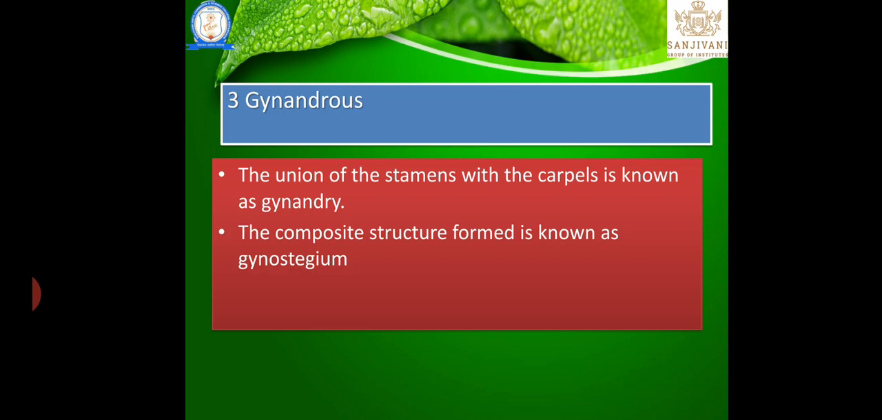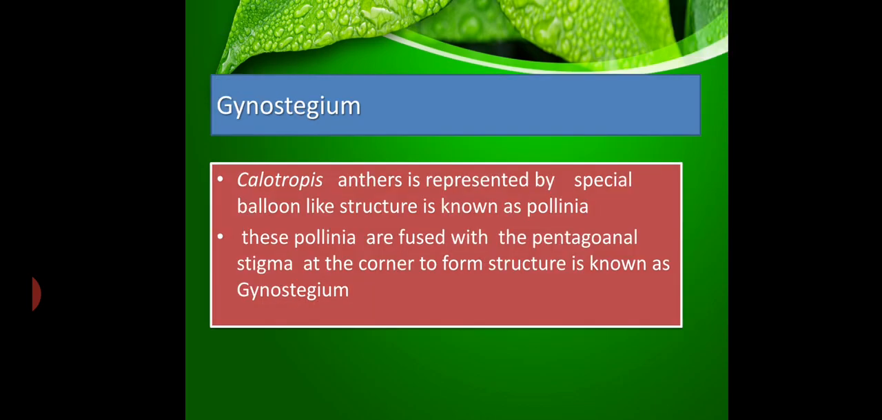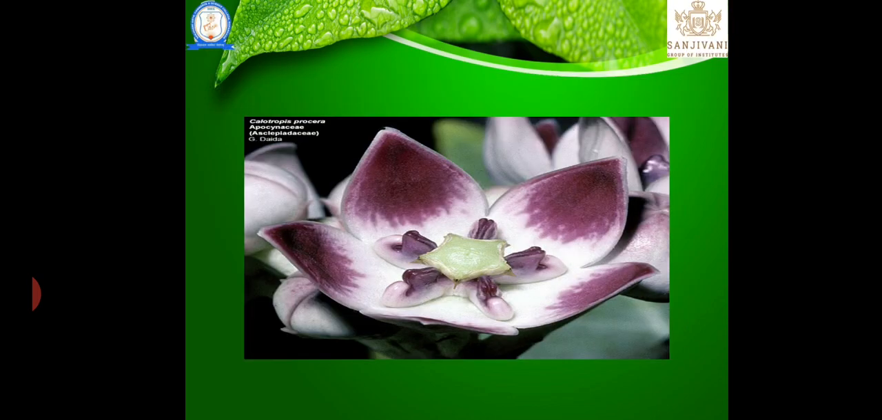That union is known as a gynostegium. That occurs in calotropis, which represents balloon-like structures known as pollinia. These pollinia fuse with the pentagonal stigma at a corner to form a structure that is known as a gynostegium.